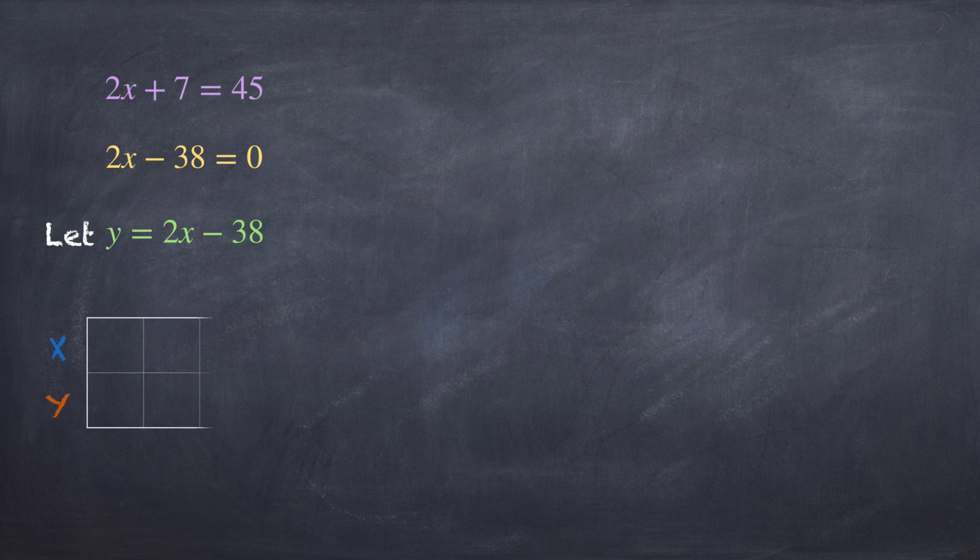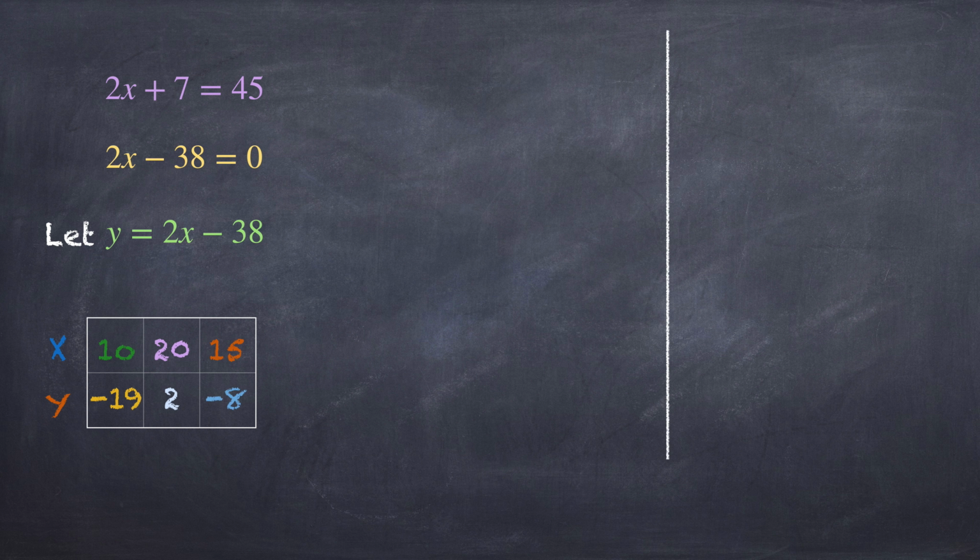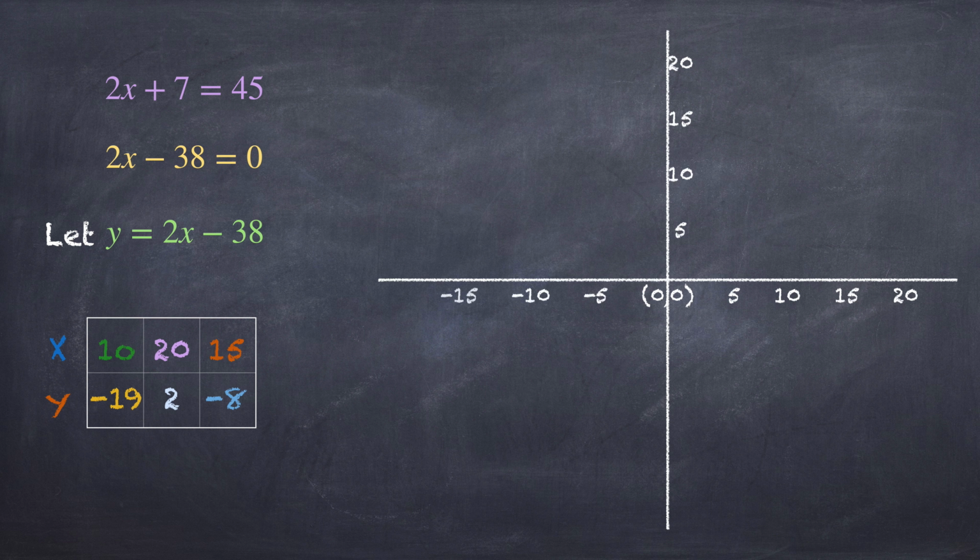Now let us try to solve this question graphically as well. So 2x plus 7 is equal to 45, 2x minus 38 is equal to 0. Let y is equal to 2x minus 38, and as we know that the degree of this equation is 1, so we should be getting a straight line. So we draw two mutually perpendicular lines, plot these points on the graph paper and check whether we're getting a straight line or not.